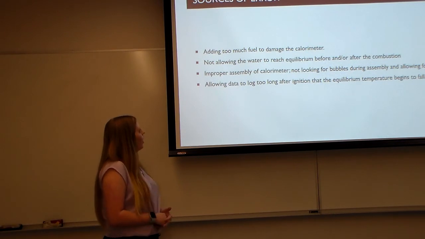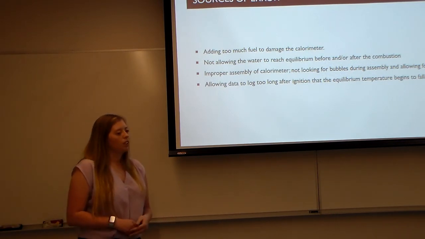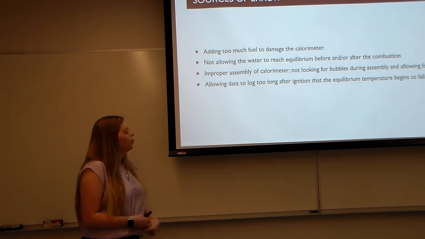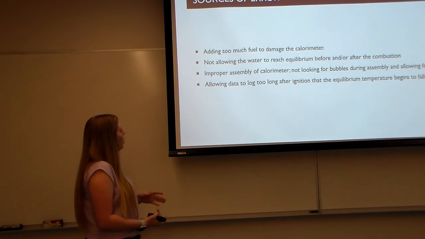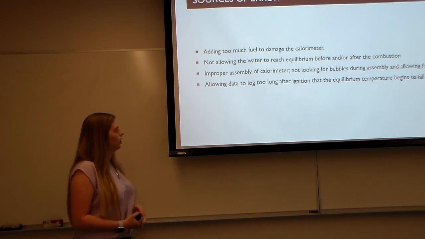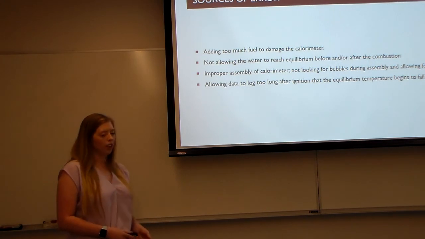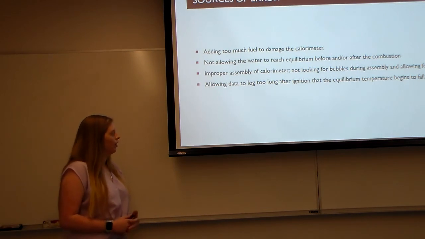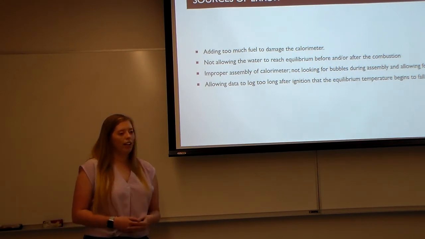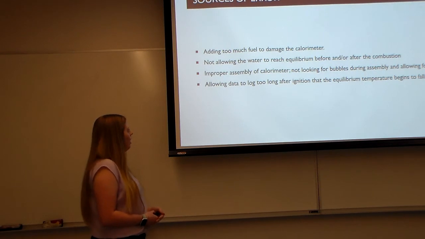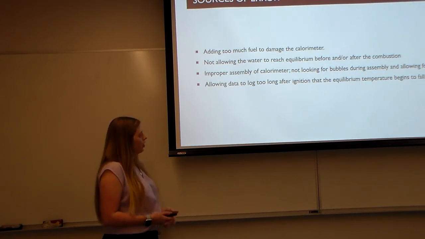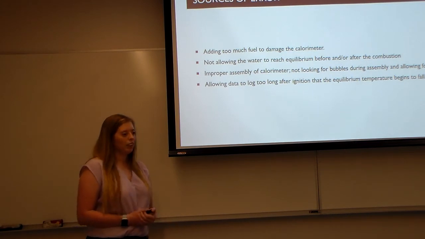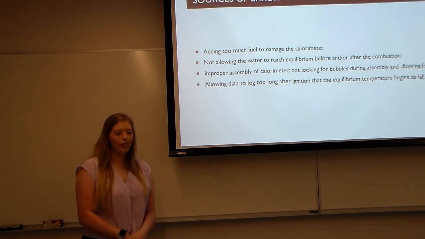And then for the sources of error, there were plenty of them, especially in the outlined procedure. You could add too much fuel and damage the calorimeter. You could not allow for the water to reach equilibrium before and or after the combustion. There could be an improper assembly of the calorimeter, like not looking for bubbles during the assembly and allowing a leak to occur. And you could allow it to run too long after ignition, and that would mess with the calculations if the temperature begins to fall. So yeah.